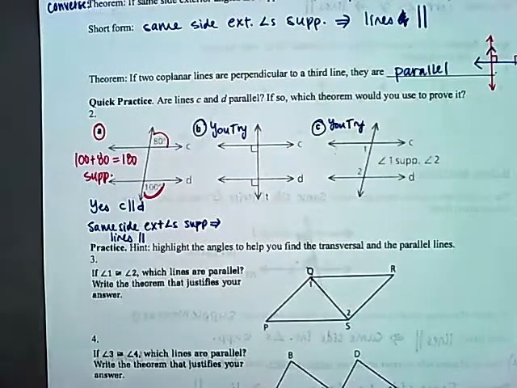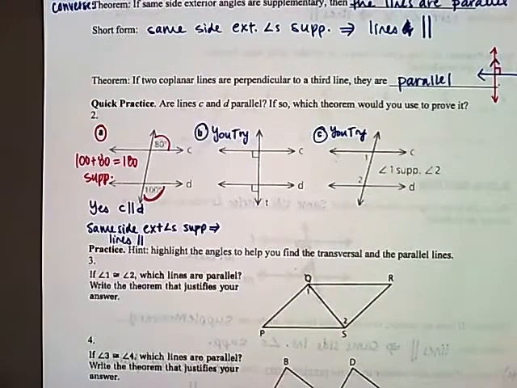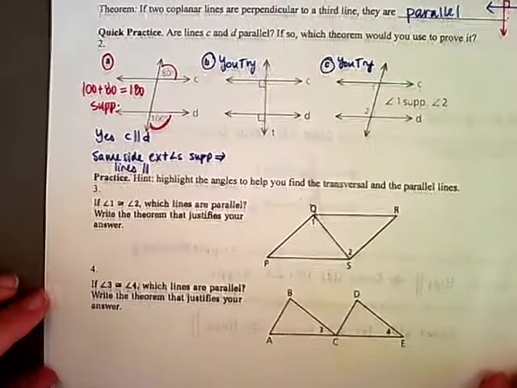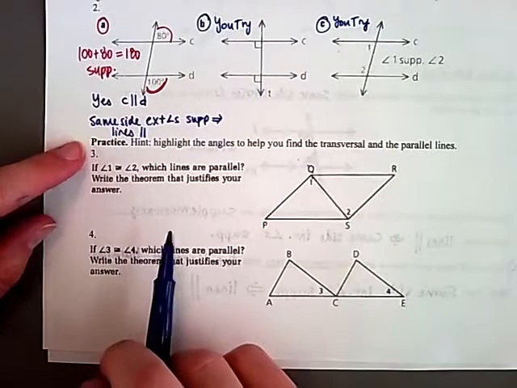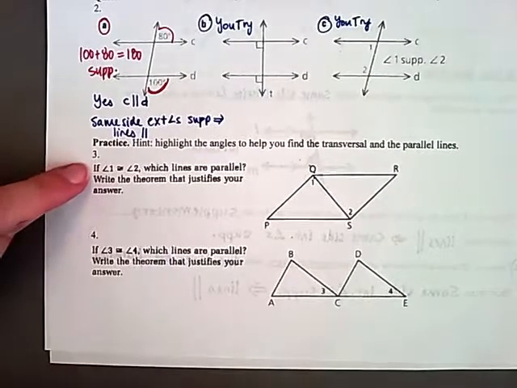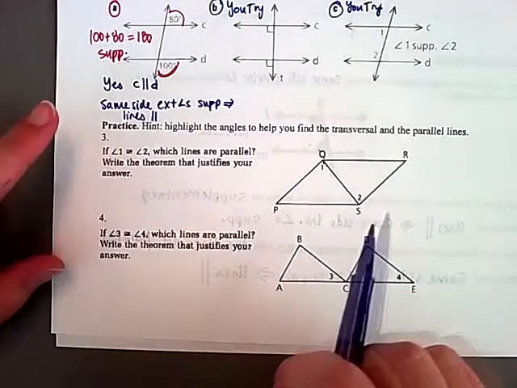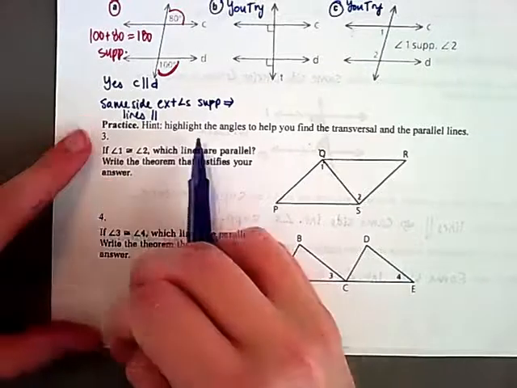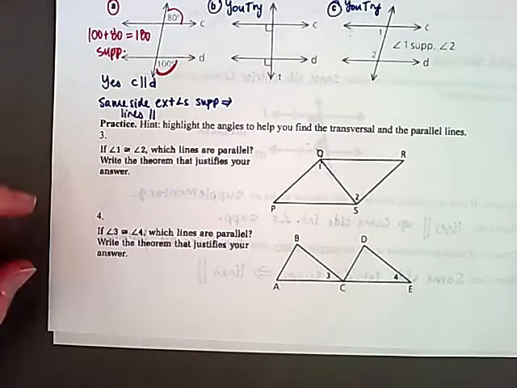Okay, and remember that there are theorems right above these problems on this page, but there are also some theorems on the first page. So for some of these, you might want to flip back and read through the other theorems as well and see if some of those might help you. Okay, so in the second chunk of practice problems, we're trying to decide if, given one set of information, we can say which lines will be parallel in the diagram and which theorem justifies that? Okay, so a hint is that we can highlight angles to help you find the transversal and the parallel lines.